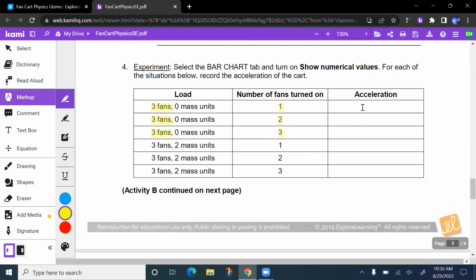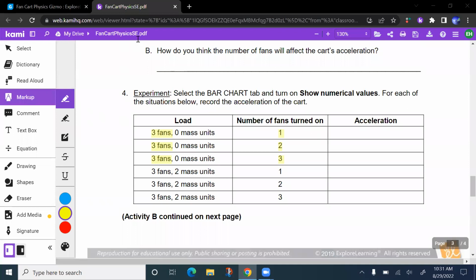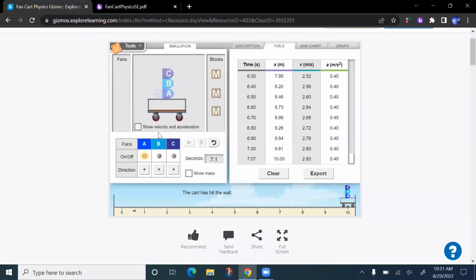Okay, now that you have accelerations recorded for 1 fan, 2 fans, and 3 fans, let's see what happens when we have all 3 fans on the cart, but we change the mass units. So we're going to load 2 mass units onto the cart. We're going to make the cart heavier, and we're going to keep the same exact type of experimentation. We're going to have 1 fan on, then 2 fans on, then 3 fans on. Okay, so let's go back.